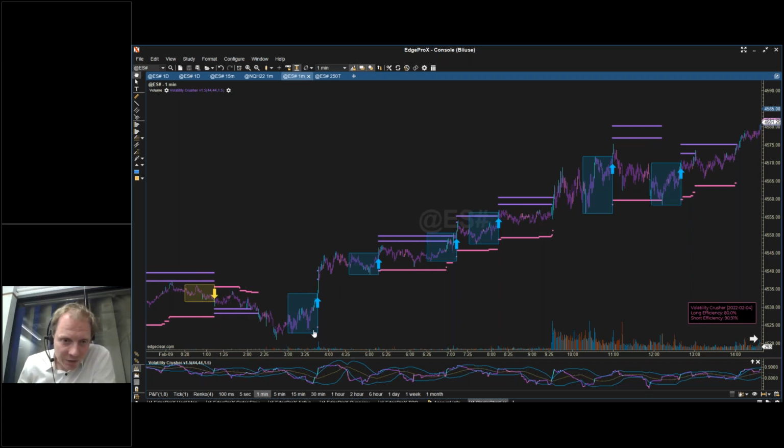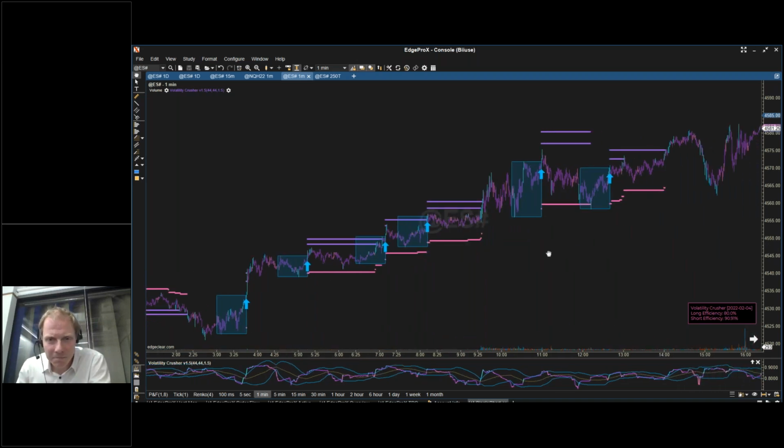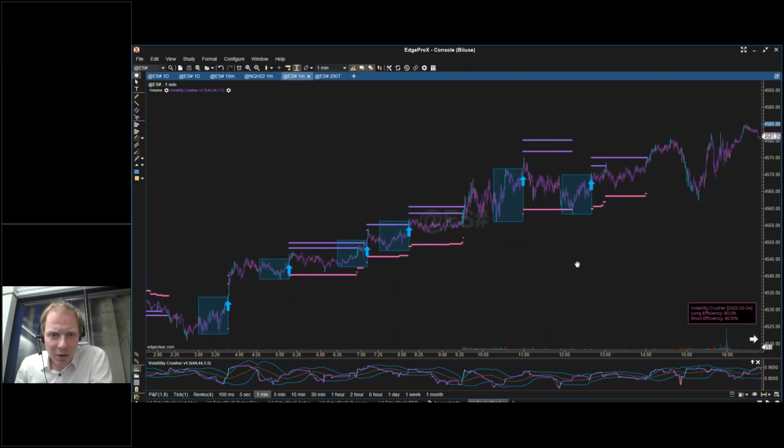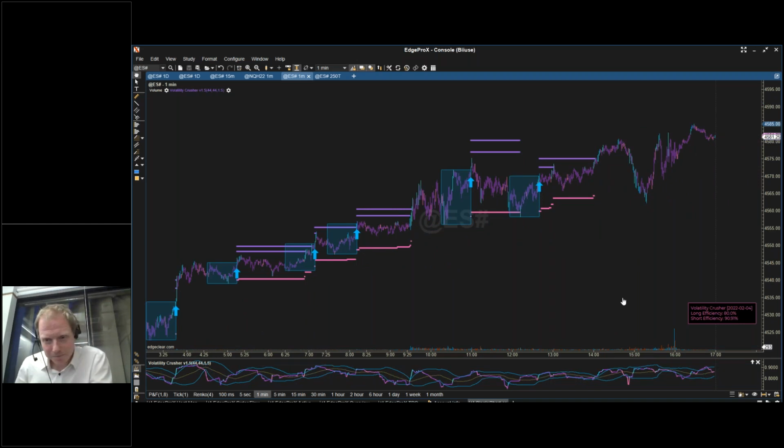Then price reversed. Again, we had a breakout. We hit our two profit targets almost immediately afterwards. Another breakout here, which also would have hit target. Another breakout here, and so forth. You can see that it worked quite well today. This was a loser, but in general, a successful day.